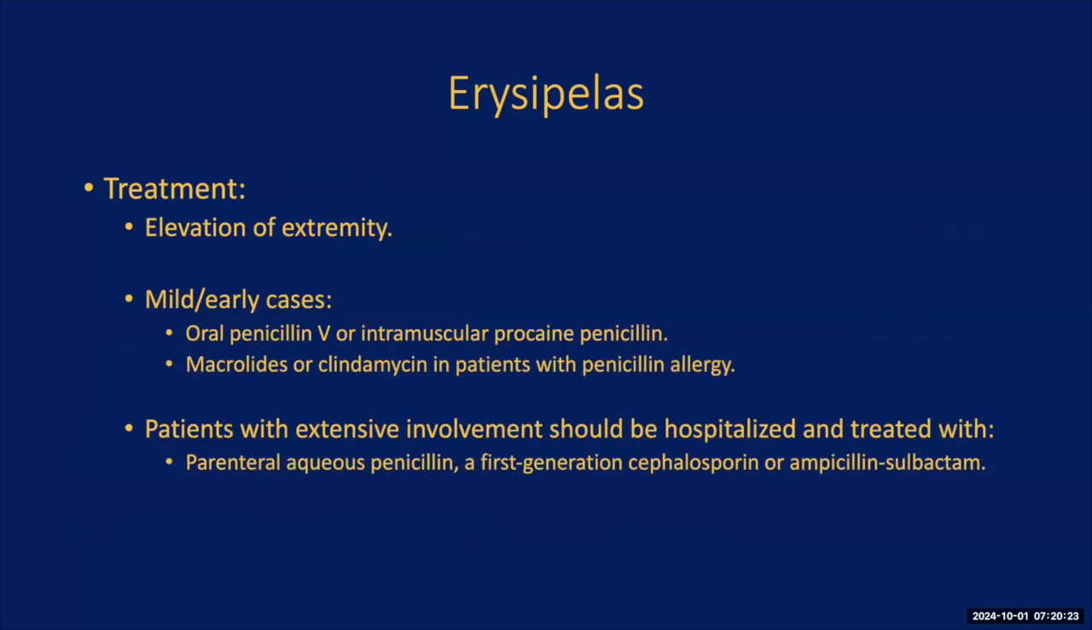So treatment involves elevation of extremities, and then based on the severity of disease, that can determine what kind of antimicrobials to use. So in mild and early cases, an oral penicillin or an intramuscular shot of procaine penicillin may be used. Clindamycin may also be used in those who are allergic. Sometimes macrolides could be used, but typically that's not among your initial choice. But in penicillin allergic people, that could be employed if no other choices.